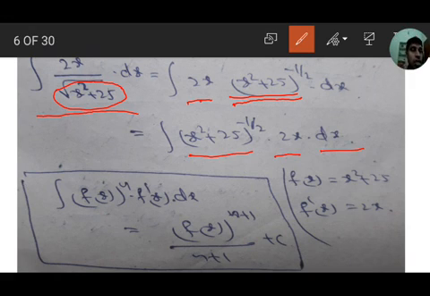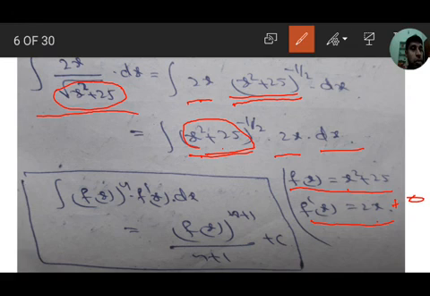2x is this. Then here f of x equal to x square plus 25 and its derivative f dash x equal to 2x. X square derivative is 2x, 25 derivative is 0. Therefore, it is of the form f of x whole to the power of n, n means minus 1 by 2, and f dash x dx. It is of the form integration f of x whole to the power of n into f dash x dx equal to f of x whole to the power of n plus 1 by n plus 1 plus c.